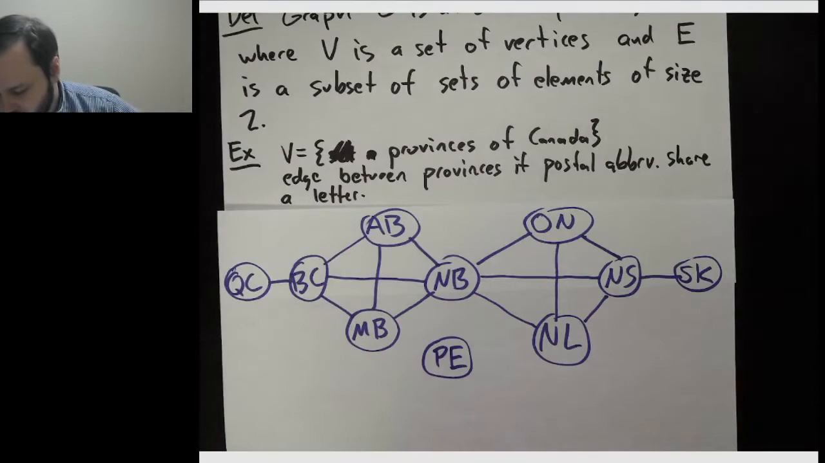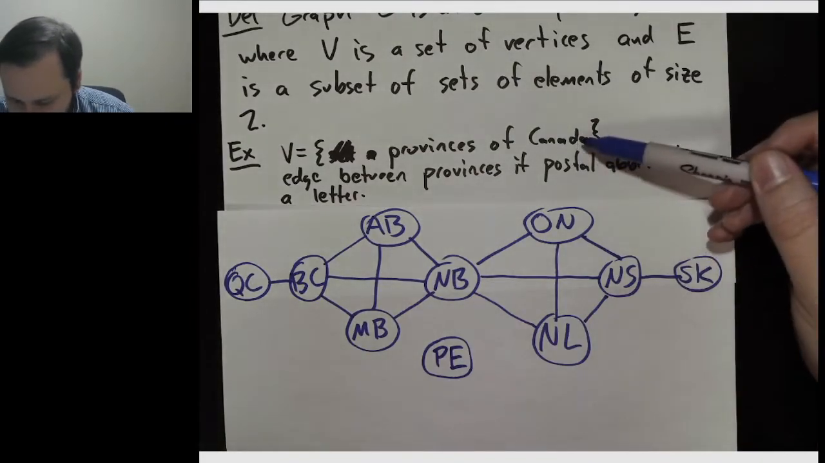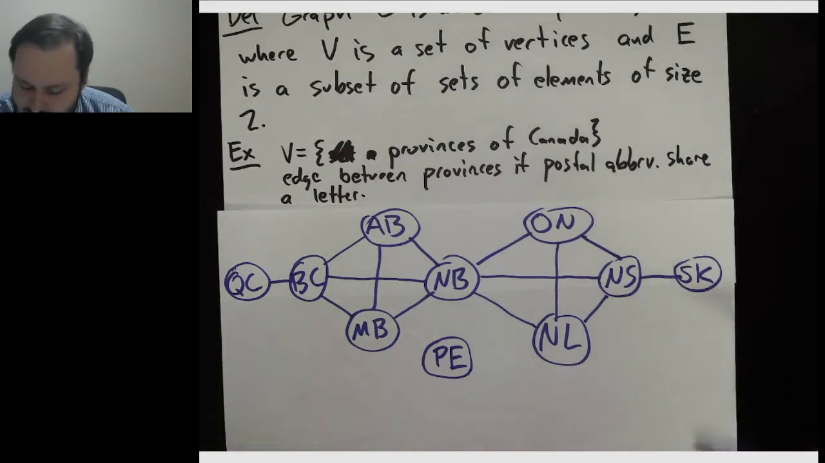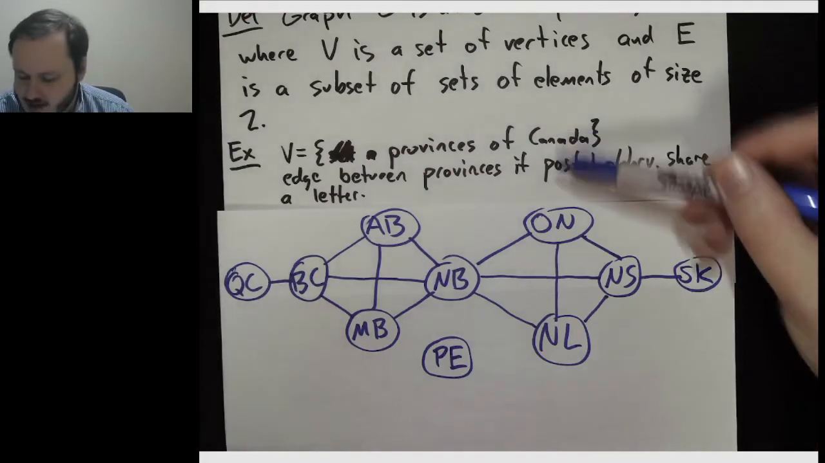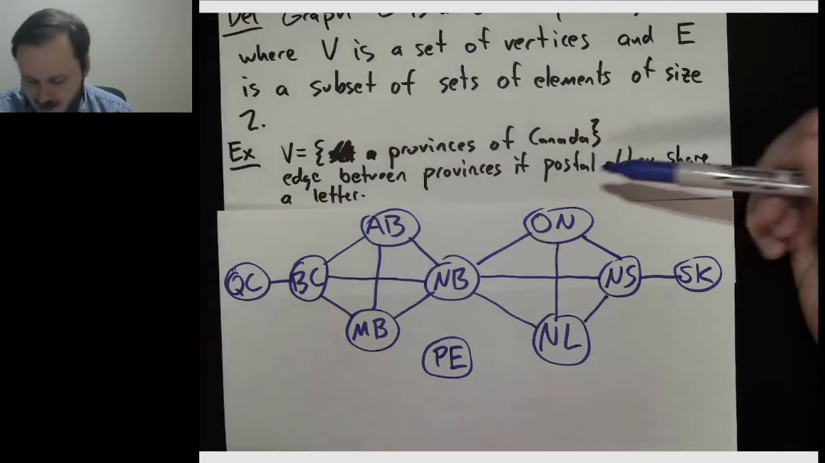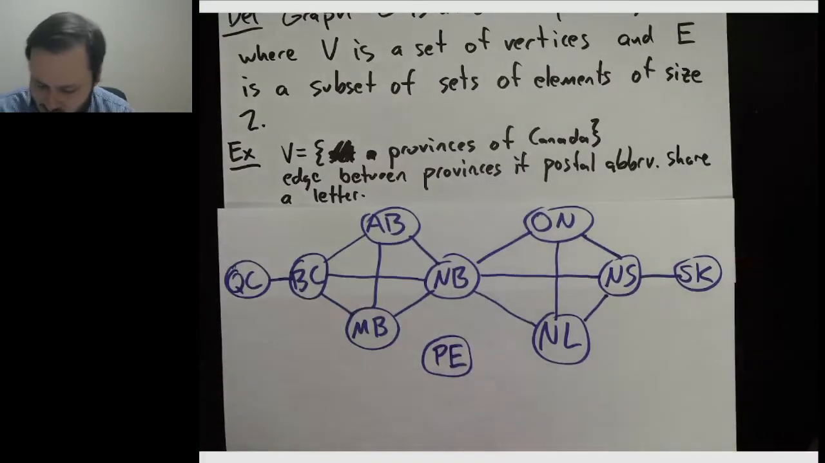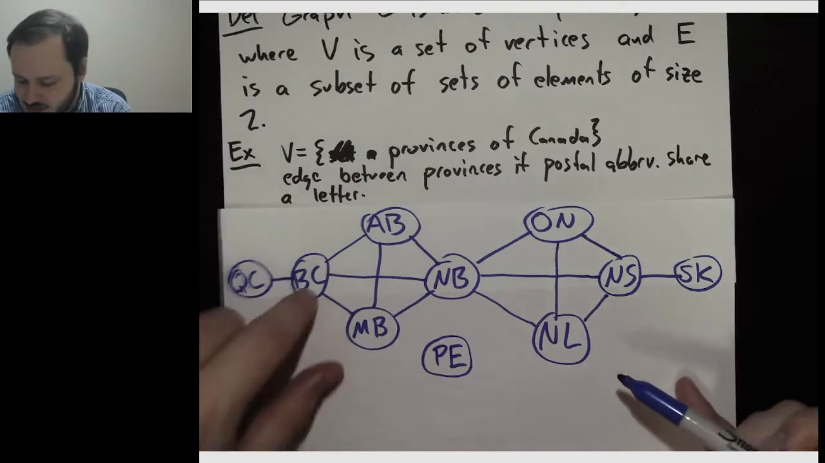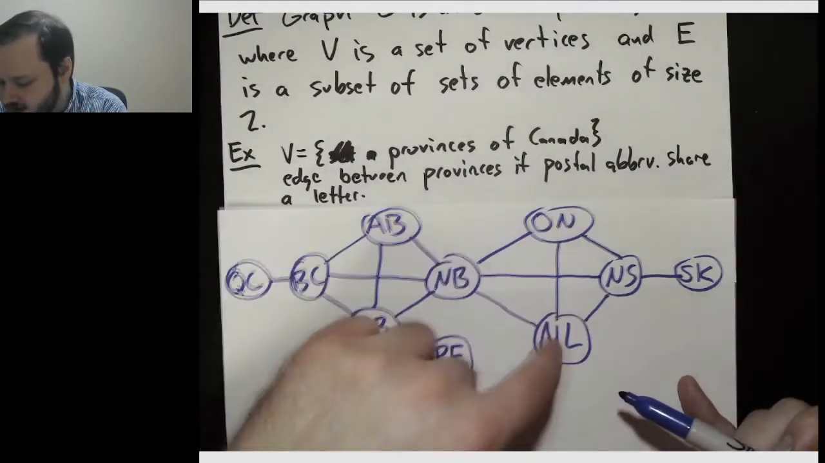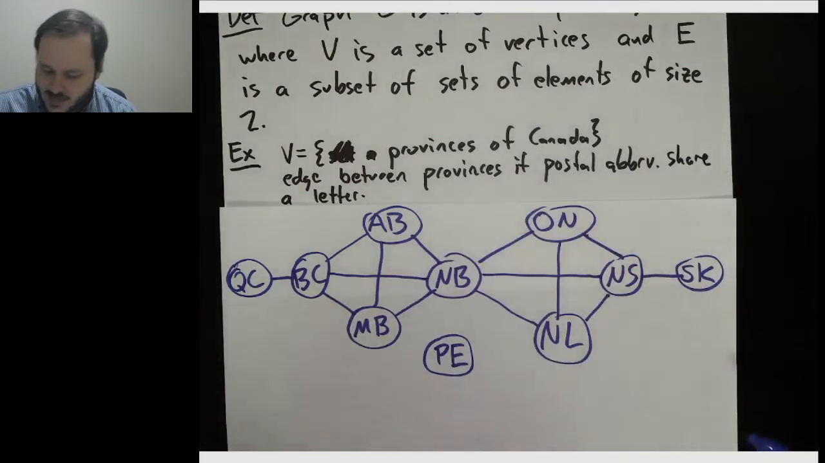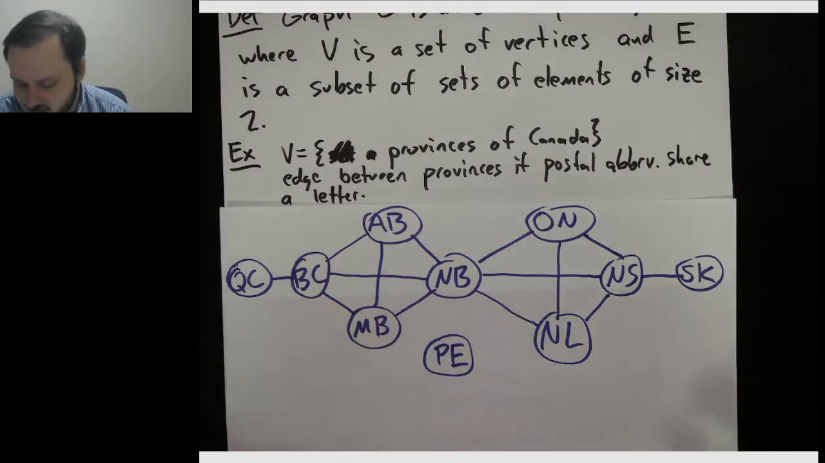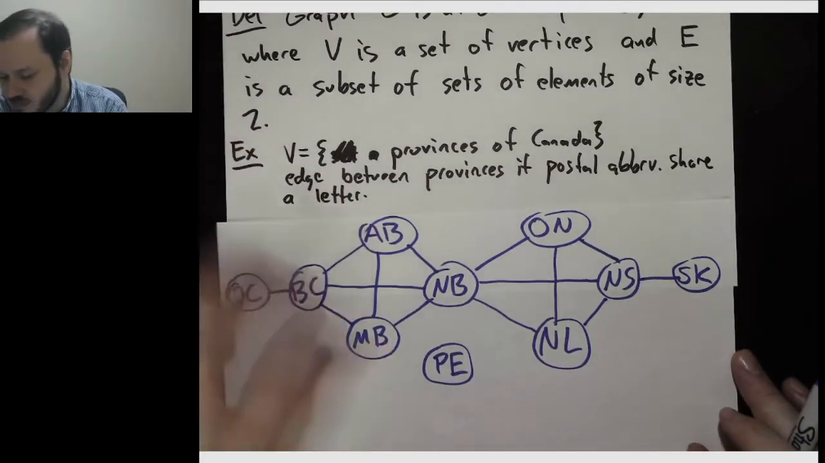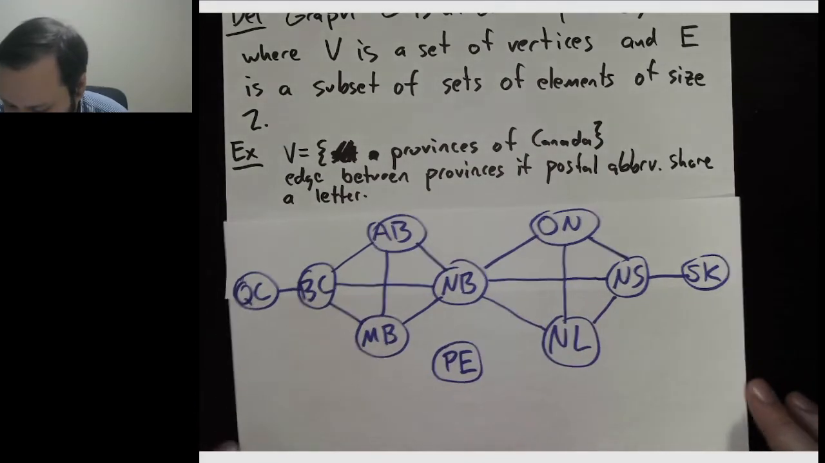So this picture represents this graph. Now the graph really is a set and a collection of subsets, right? This is just a representation of the graph, but the graph itself is the set QC, BC, MB, AB, NB, PE, ON, NL, NS, SK, and then the ordered pair, or the sets of size 2, the subsets of size 2, QC, BC, BC, AB, BC, MB, and so on for all of these different edges.